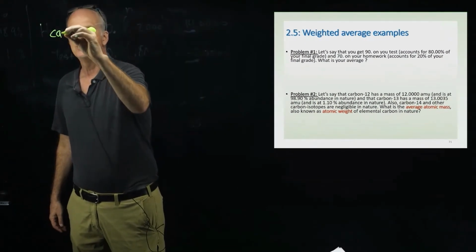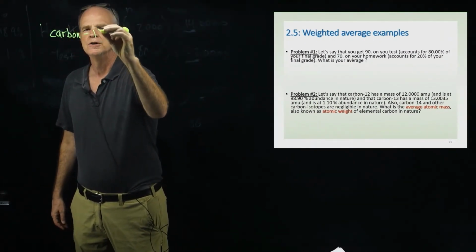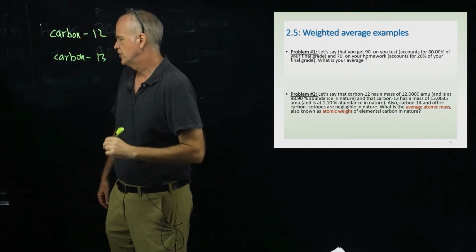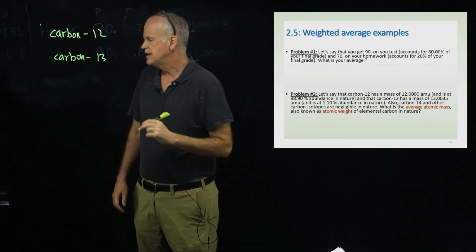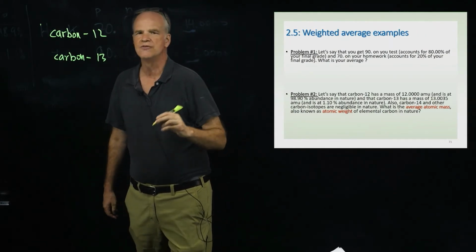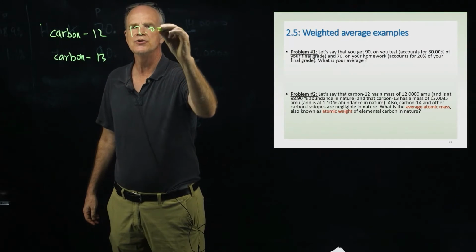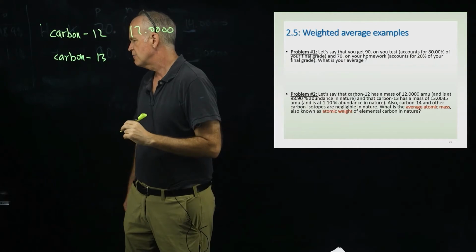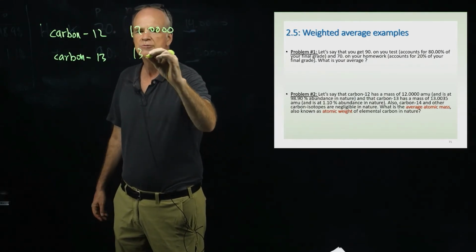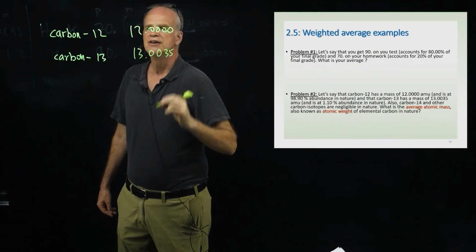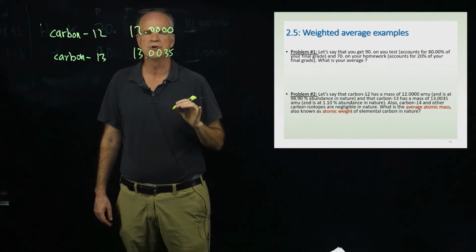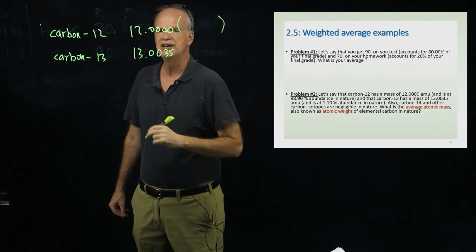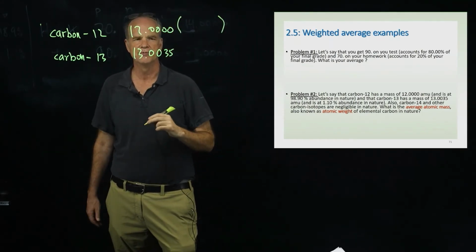So we have carbon 12 and carbon 13. And so let's write down what the atomic mass for carbon 12 is. It is 12.0000, and I'm just going to leave out AMU. How about for carbon 13? It is 13.0035. Now the first thing we're going to do is for each of these numbers, we're going to multiply them by their abundances. And so we're going to convert the abundance of these isotopes into their decimal forms.